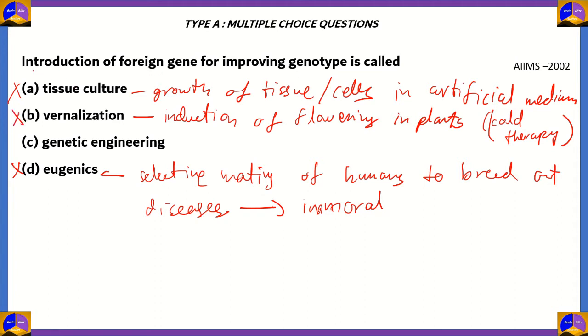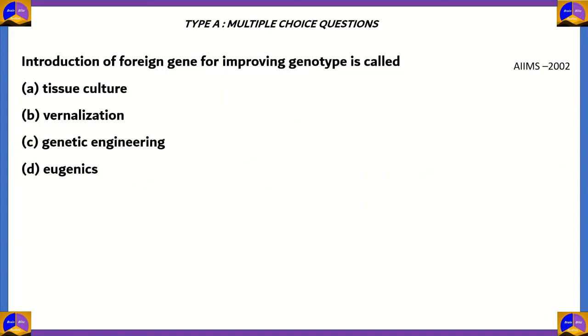The right answer for the question, introduction of foreign genes for improving genotype, is option C, genetic engineering. So the term genetic engineering refers to introduction of foreign gene for improving the genotype of an organism or a group of organisms.